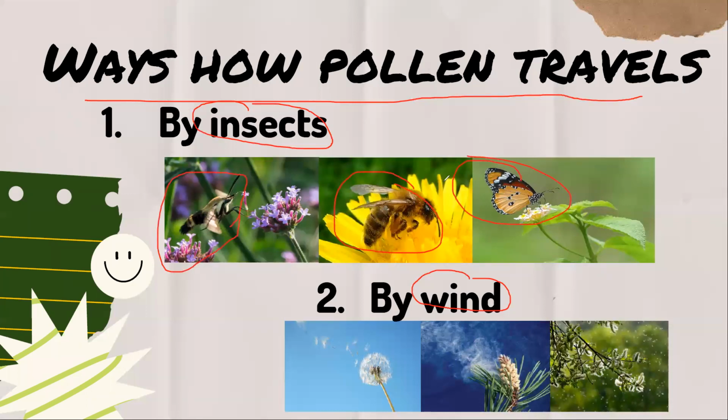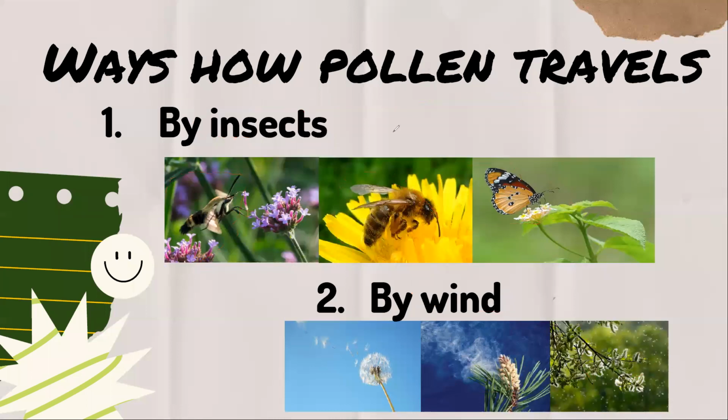Number two. The second way how pollen travels is by wind. Okay, class, I'm so sure some of you have seen a dandelion before, right? Dandelions are so light that if you blow a little bit, they will actually go like this, which is so cool. Same as other plants. So there are two ways to remember: by insects and by wind. Very good.